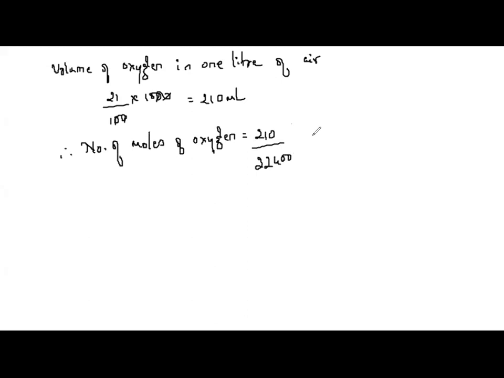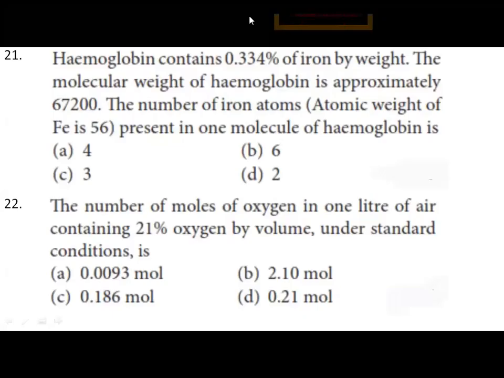22,400. What would be the answer? Solve it out: 210 divided by 22,400. The answer comes around 0.0093 moles. So the number of moles is 0.0093. What is the correct option? The correct option is option A. Yes, very simple question.